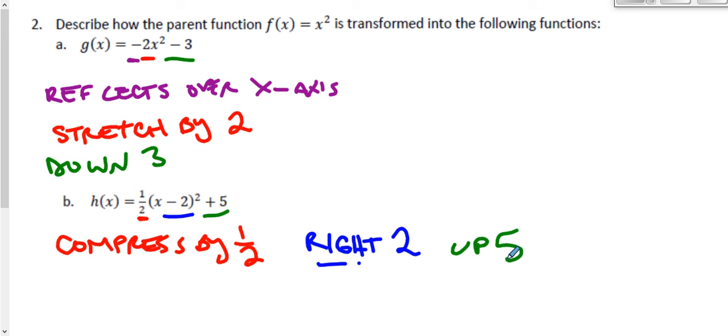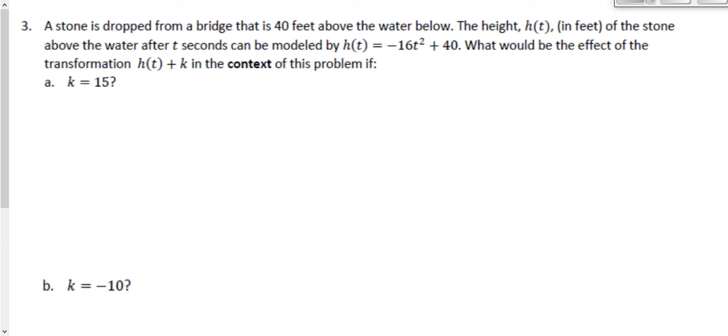So we have gone ahead and described these transformations. Now, the last thing on this front page of the review is to describe in context what transformations are doing. So let's take a look at question 3. Question 3 says we have a stone that's being dropped from a bridge. The bridge is 40 feet above the water, and the equation for the height of the stone is negative 16t squared plus 40. We can see that 40 is the height of the bridge, the initial starting height of the stone.